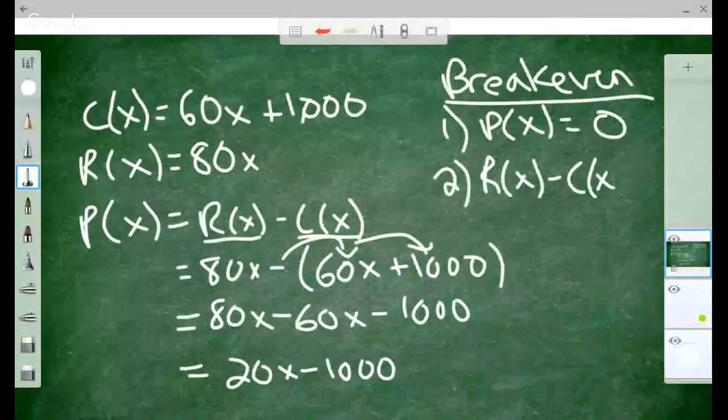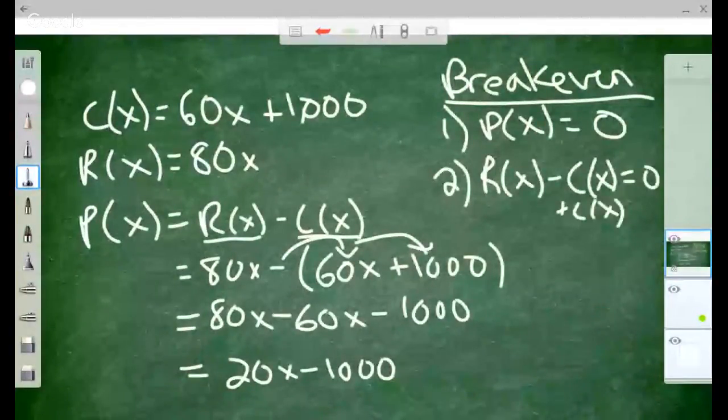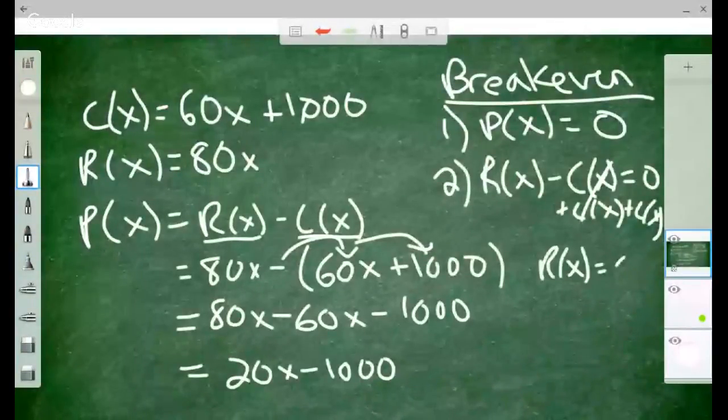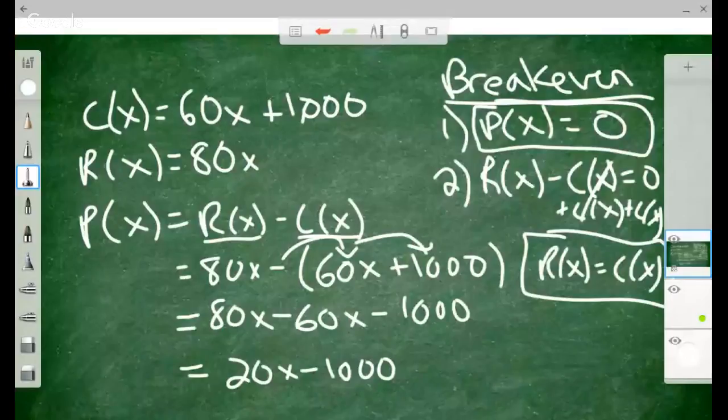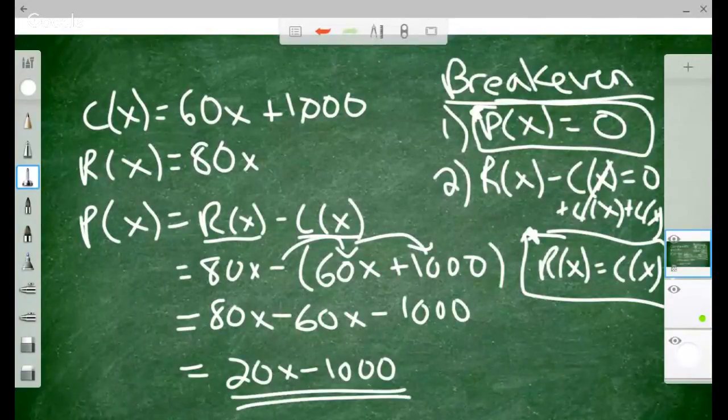right? And an even more condensed version of that is if I add c of x to both sides, I have r of x is equal to c of x. So these are the two guys you want to focus on for breaking even, right? So you want to find either when the profit is 0, like this one, or where the revenue is equal to the cost. In other words, revenue minus cost is 0. Okay, so in this case, what I would do is I would take this equation here, and I would now set it equal to 0. So let's see what that would look like.